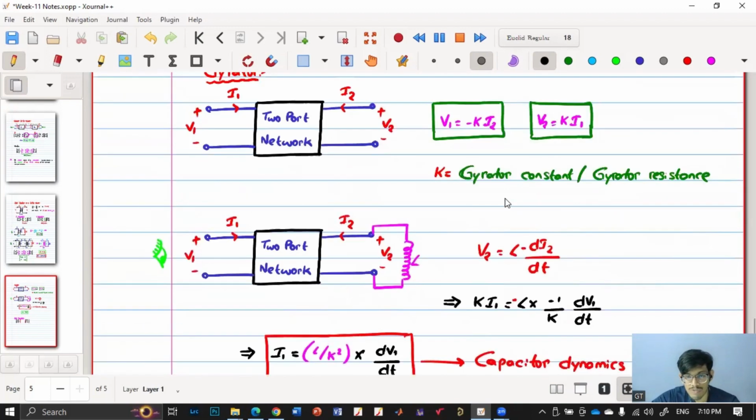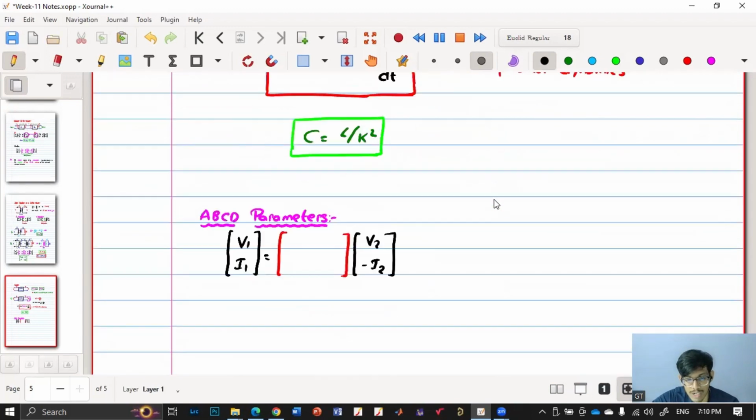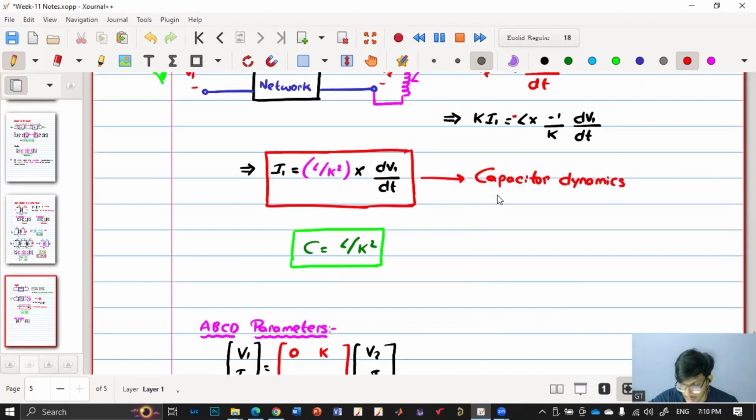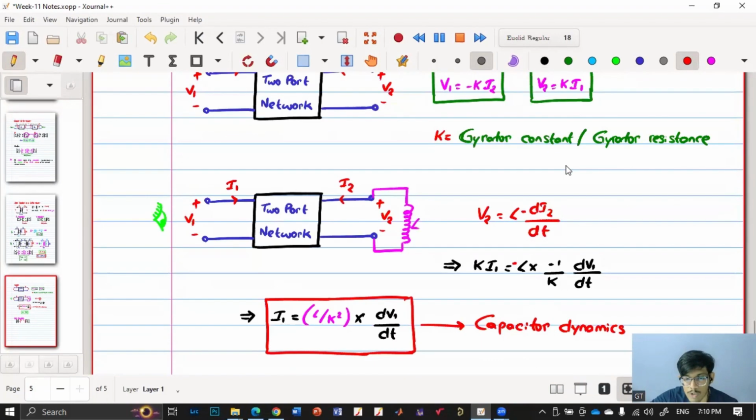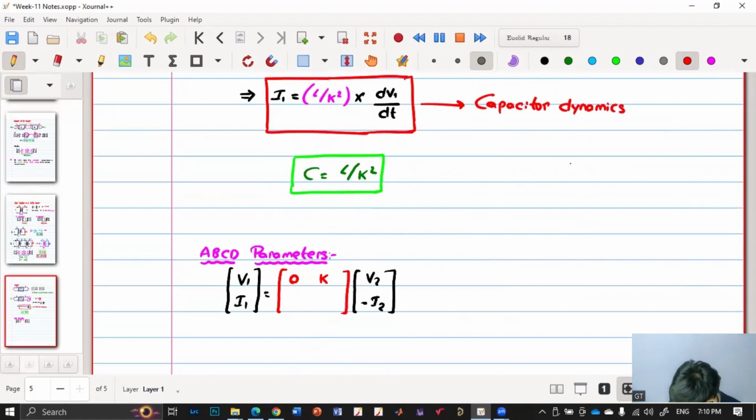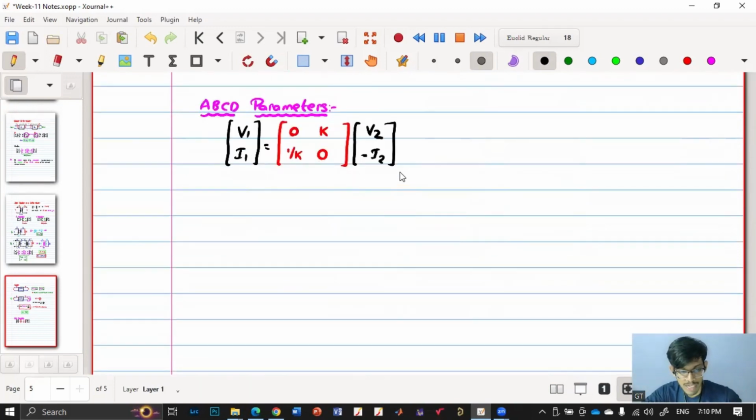So V1 is what? V1 equal to minus K into I2, right? So we have 0 and K. And I1 in terms of V2 is V2 by K, right? So this is 1 by K and this is 0. Okay, so this is the ABCD matrix of a gyrator.